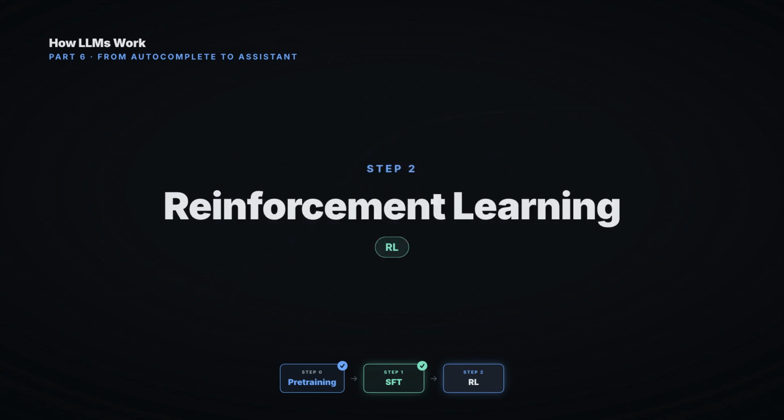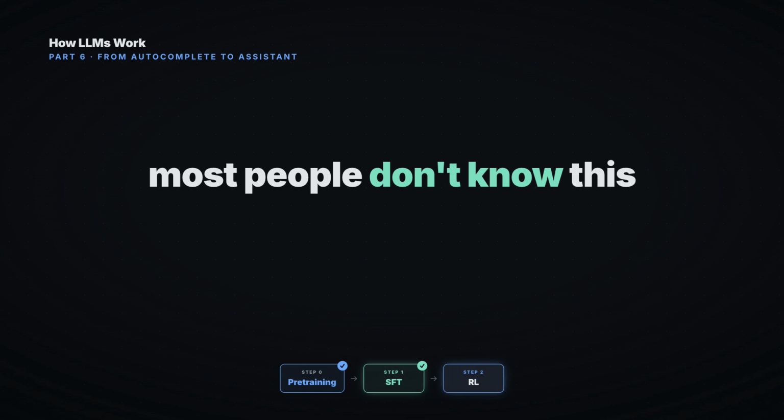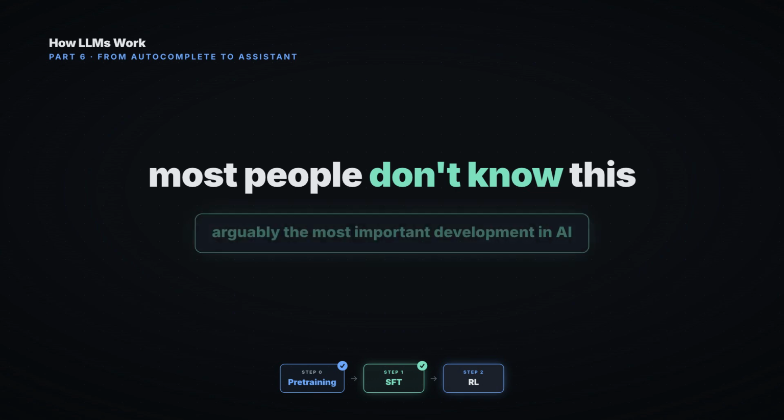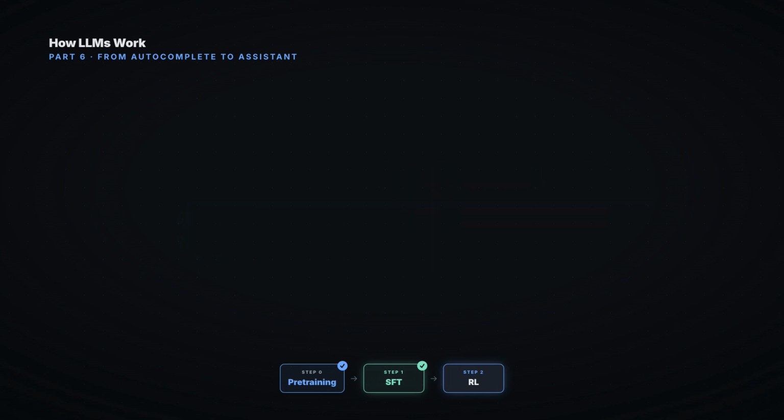Reinforcement learning is where things get really interesting, and I think it's the step that most people don't know about, but it's arguably the most important development in AI in the last 2 years. Here's the idea.